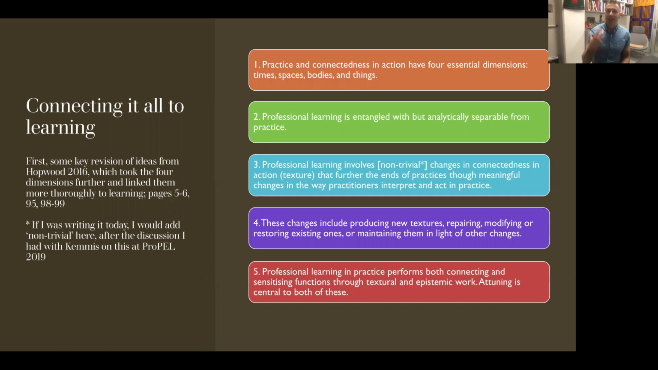So I'm saying that practice and connectedness in action and learning have four essential dimensions. When I say essential, I mean you can't take any one of these away. There's no practice that's not always temporal, spatial, embodied, and material. It always is there. That's what I mean by essential. And I think professional learning is entangled with, but analytically separable from, practice. Some people say wherever there is practice, there must be learning. And some people that I have a huge amount of time and respect for, being rather coarse in the treatment of these things, but chemists would often say that, Sylvia Gherardi and others might say that.